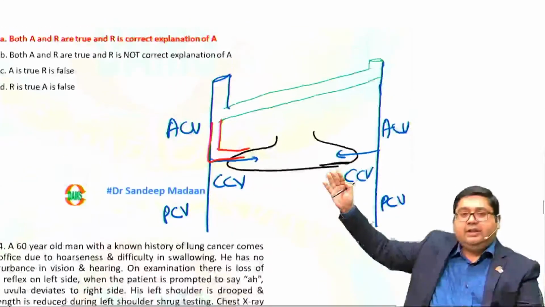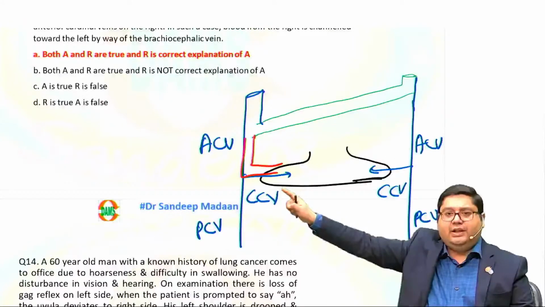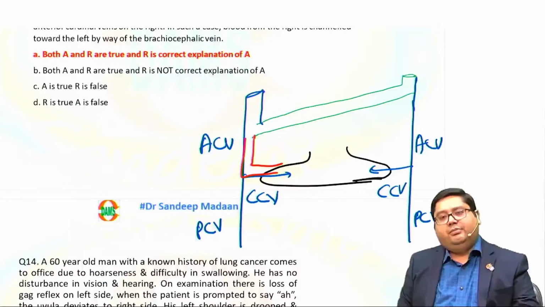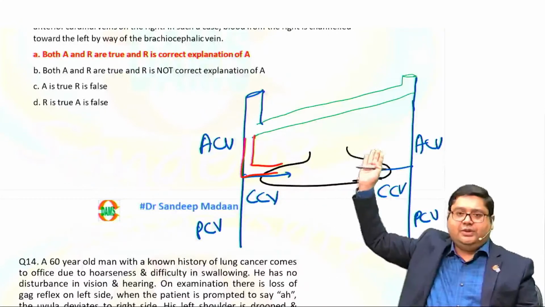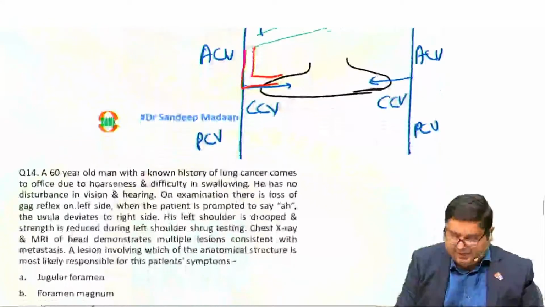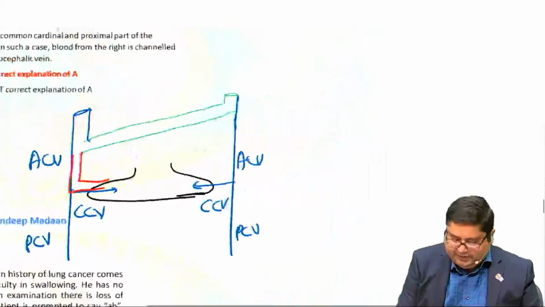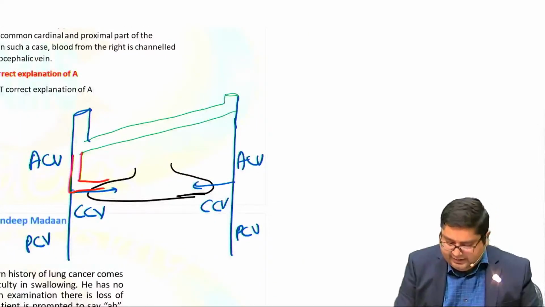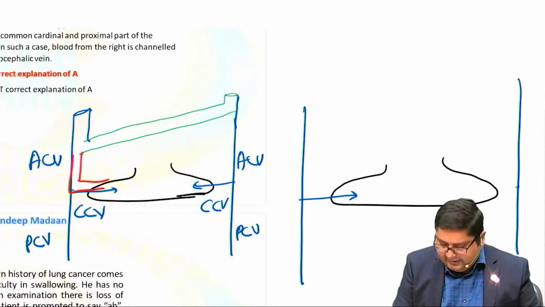We have the left brachiocephalic, we have the right brachiocephalic, and the superior vena cava is formed here. But if you compare this, if the anastomosis, instead of going this way, comes in this way, just opposite, let me draw and explain. Instead, if it occurs this way, that we have sinus venosus, left horn and the right horn, like this.